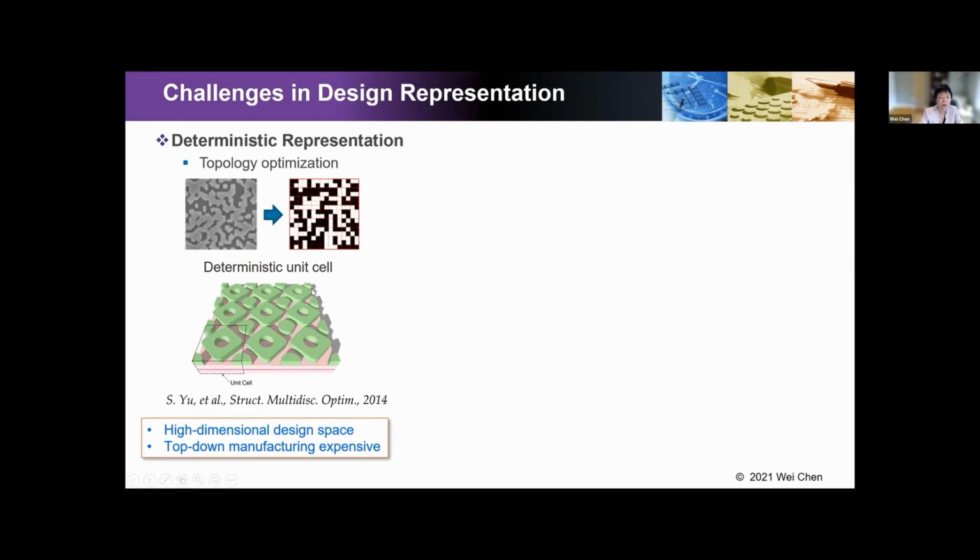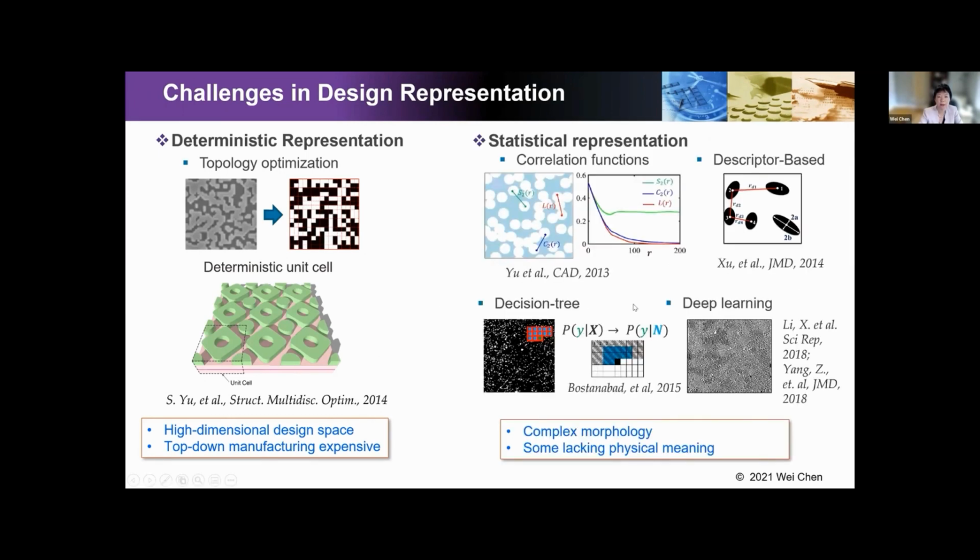And from the manufacturing point of view, you need to use a top-down manufacturing process like 3D printing in order to achieve the design exactly. On the other hand, the statistical representation is more friendly for mass production processing methods, because here it recognizes that material systems are heterogeneous and stochastic. On the other hand, they follow some patterns. So in the past years, we have looked at many different methods, ranging from simple approaches like descriptor-based methods that can model regular geometry very well, to functional-based methods such as correlation function, as well as deep learning-based methods that can model very complex morphology.